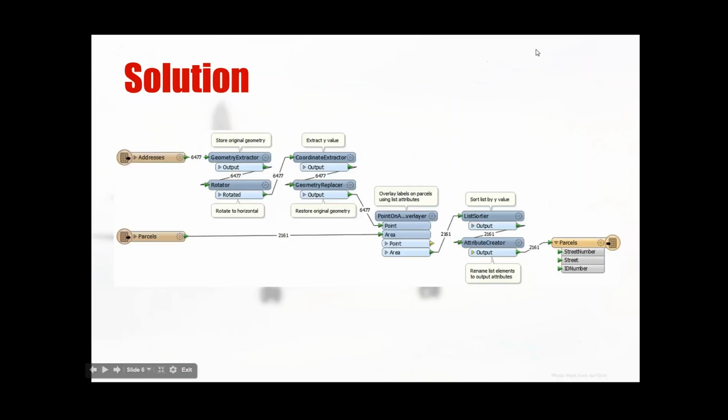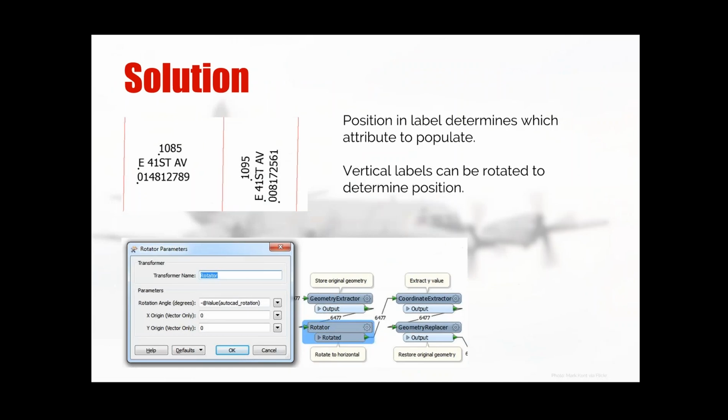Okay. So here's the workspace we just saw, and there are a bunch of sections to it. Like I said, we want to look at the position of the label to determine which label goes into which attribute. However, the rotated labels make this a little more complicated, because we can't just go on Y value. So the first process we do is rotate the text by the negative value of its existing rotation, to rotate it to zero.